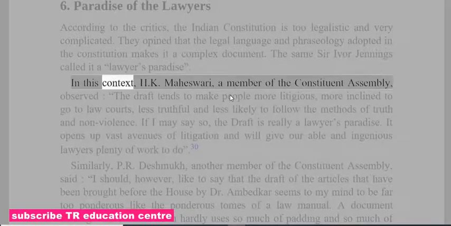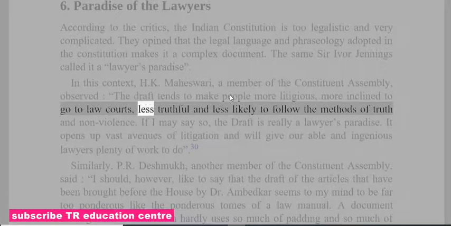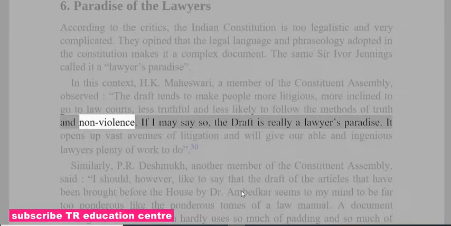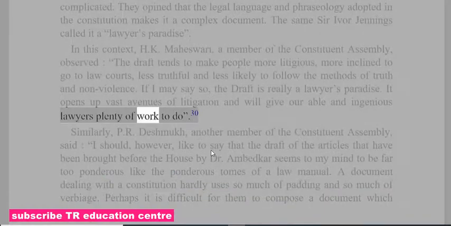In this context, H.K. Maheshwaram, a member of the Constituent Assembly, observed, the draft tends to make people more litigious, more inclined to go to law courts, less truthful and less likely to follow the methods of truth and non-violence. If I may say so, the draft is really a lawyer's paradise. It opens up vast avenues of litigation and will give our able and ingenious lawyers plenty of work to do.